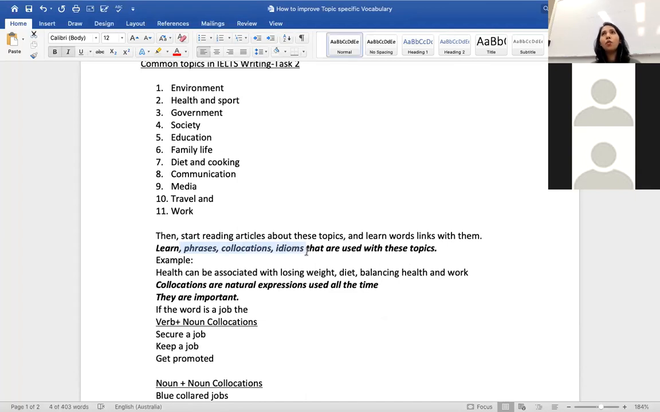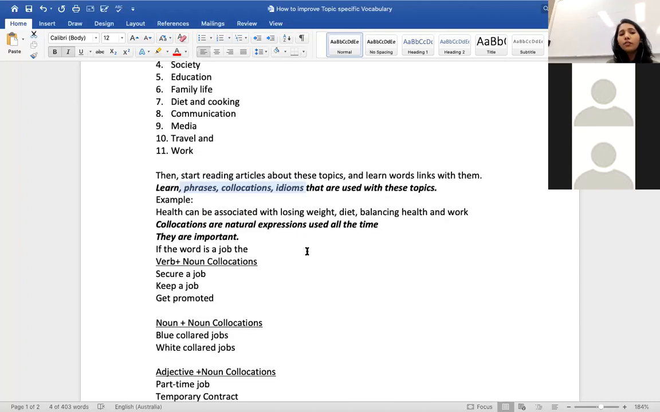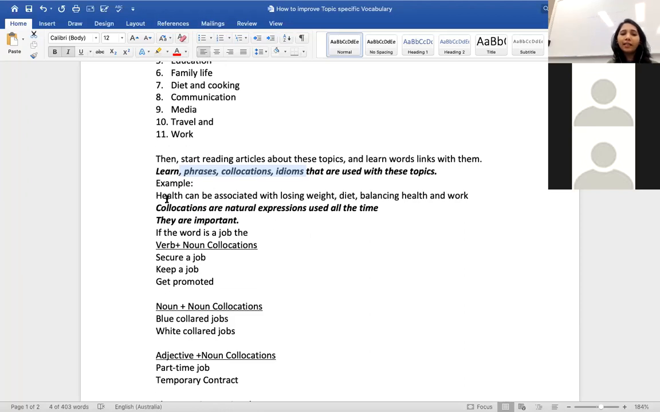So other than just words, you use phrases. For example, you use the phrase feeling let down instead of disappointed. For example, if you read an article about health, you would be coming across terms like losing weight, gaining weight, diet, balancing health and work, exercising, workout. All these are phrases that you'll come across if you're reading an article about health.